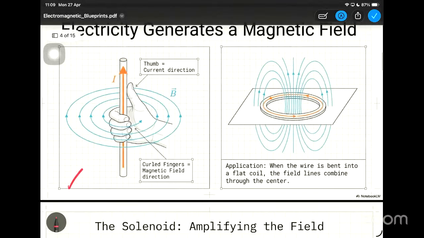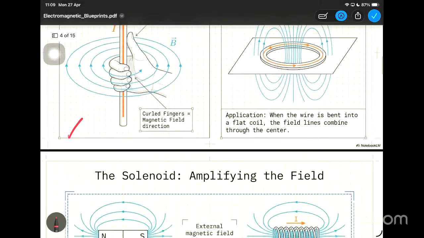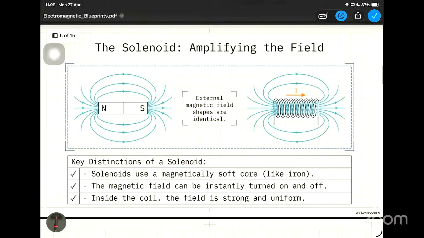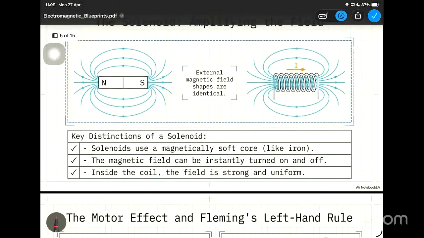So all the stuff was given in the textbooks as well, right? And the solenoid, right? So solenoid means a combination of different lengths of wires. Something like that. So go through the structures, how the magnetic field changes, right? And here, solenoids use a magnetically soft core. These are some important theory points.